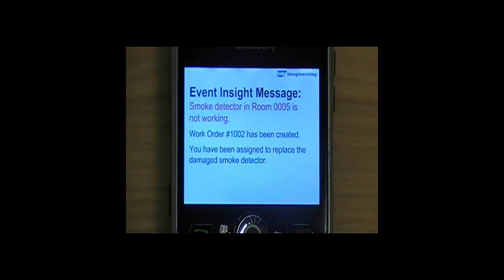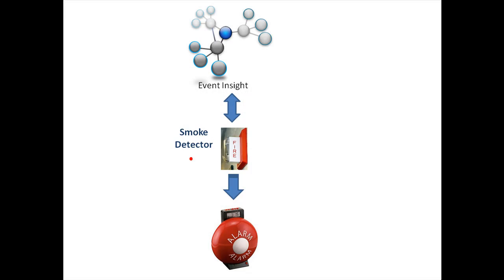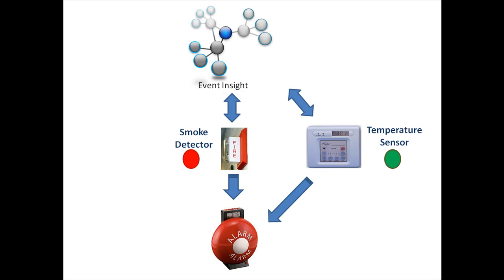Due to event stream orchestration, in parallel, a work order was automatically created by the system and sent to maintenance to fix the smoke detector. At the same time, to mitigate risk in the workplace, through Event Insight, the air conditioner's temperature sensor in the room was activated to trigger the fire alarm if the sensor registers a higher than normal temperature reading.